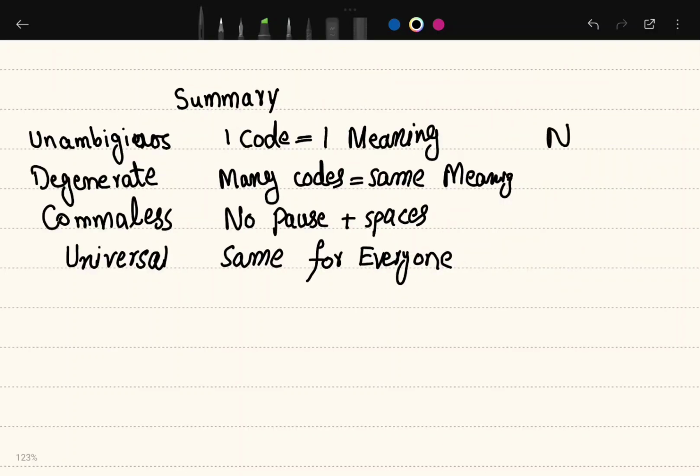Key exceptions: in degenerate, methionine and tryptophan have only one code each. In commaless, some viruses. In universal, it's mitochondria.